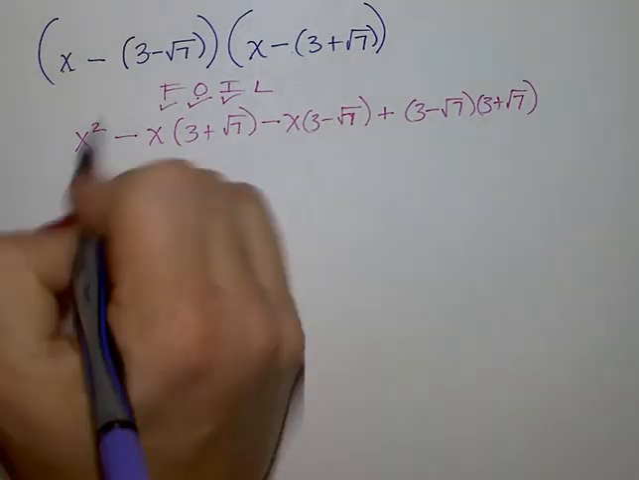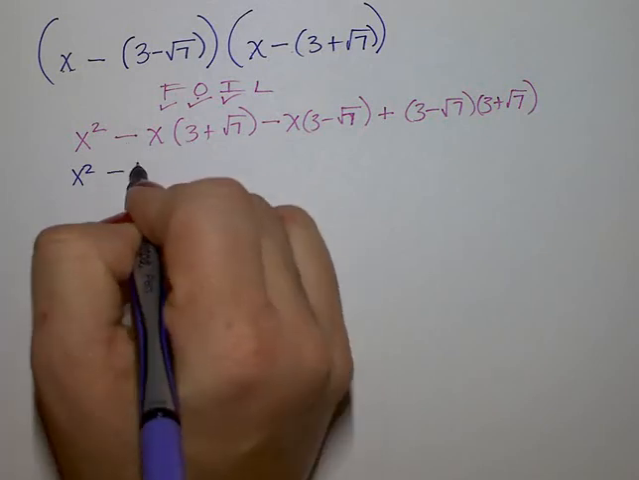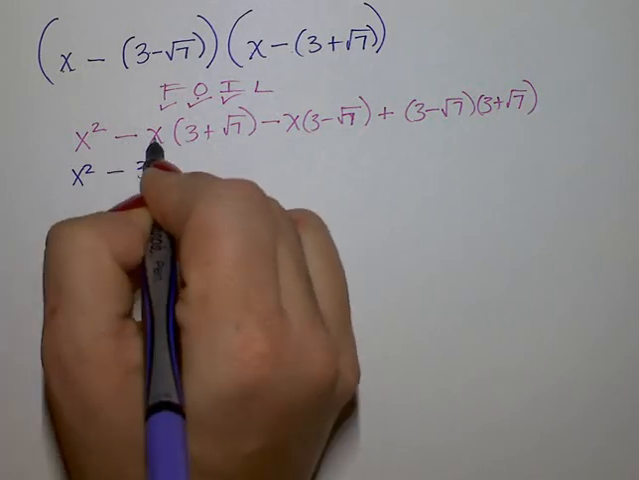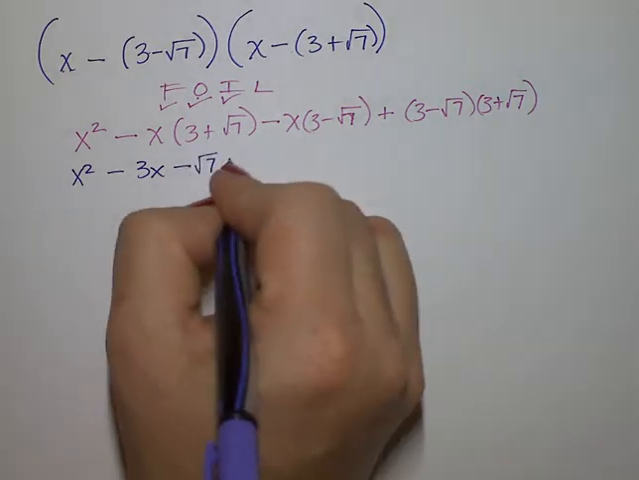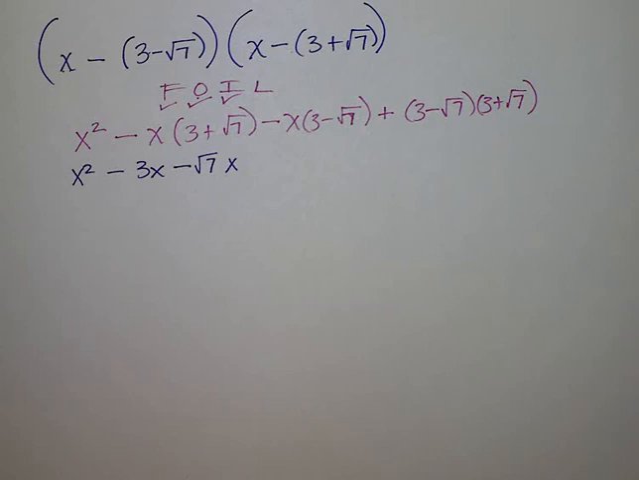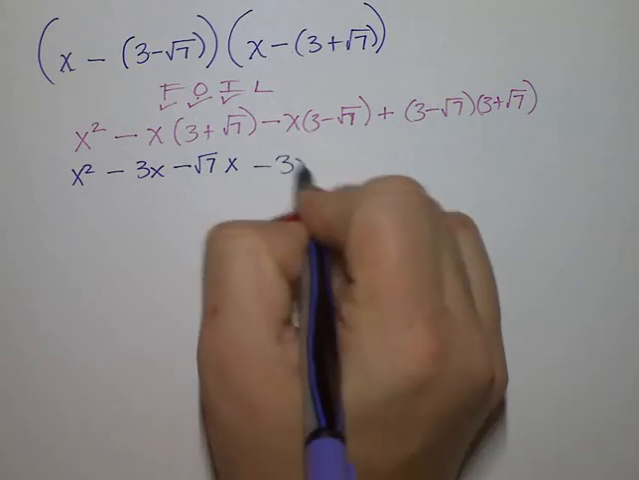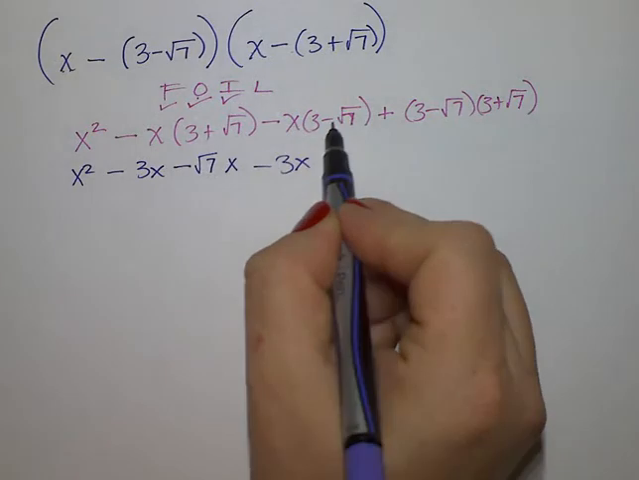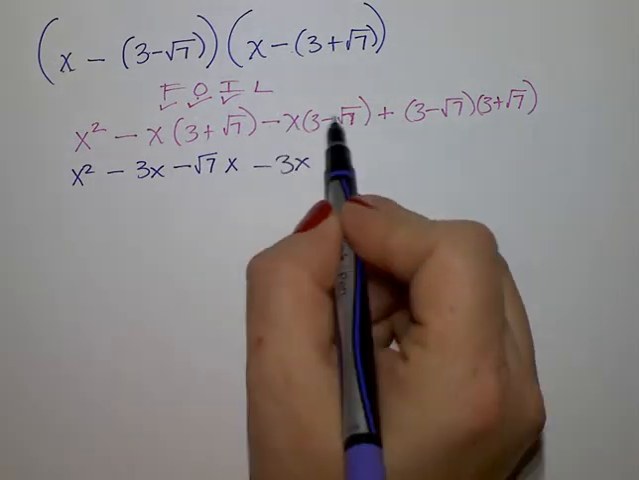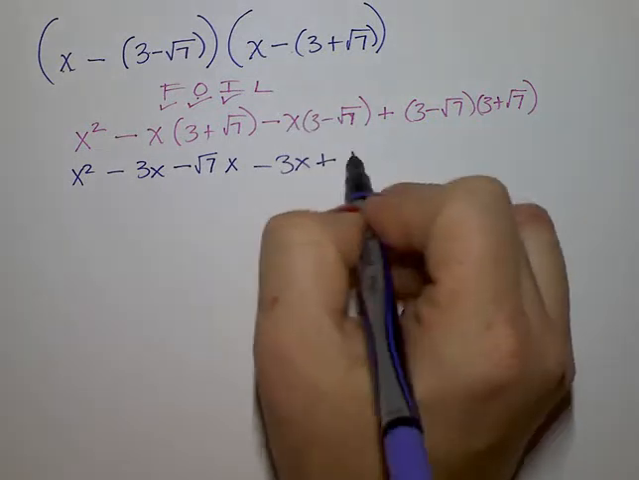I start with x squared. A negative x times 3 is a negative 3x. A negative x times the square root of 7 is a negative square root of 7x. Negative x times 3 is negative 3x. Negative x times negative square root of 7. Well, a negative times a negative is a positive, and then I have x times the square root of 7. So square root of 7x.